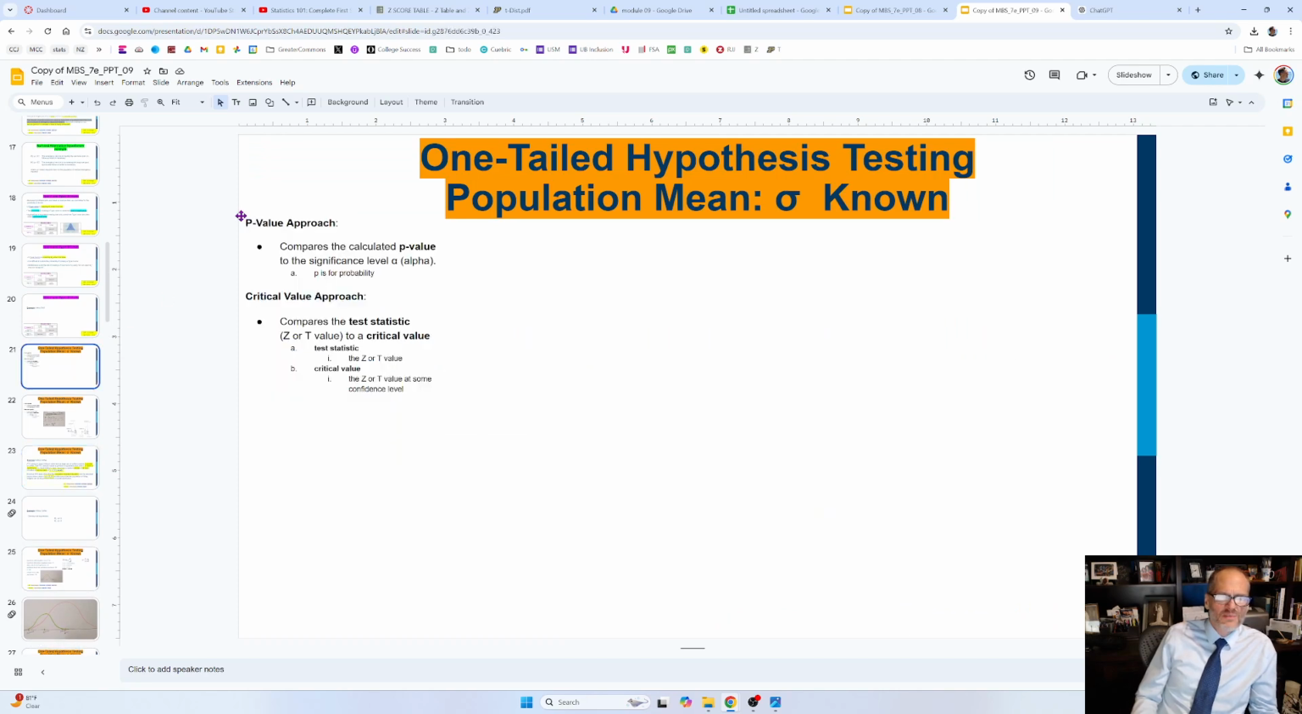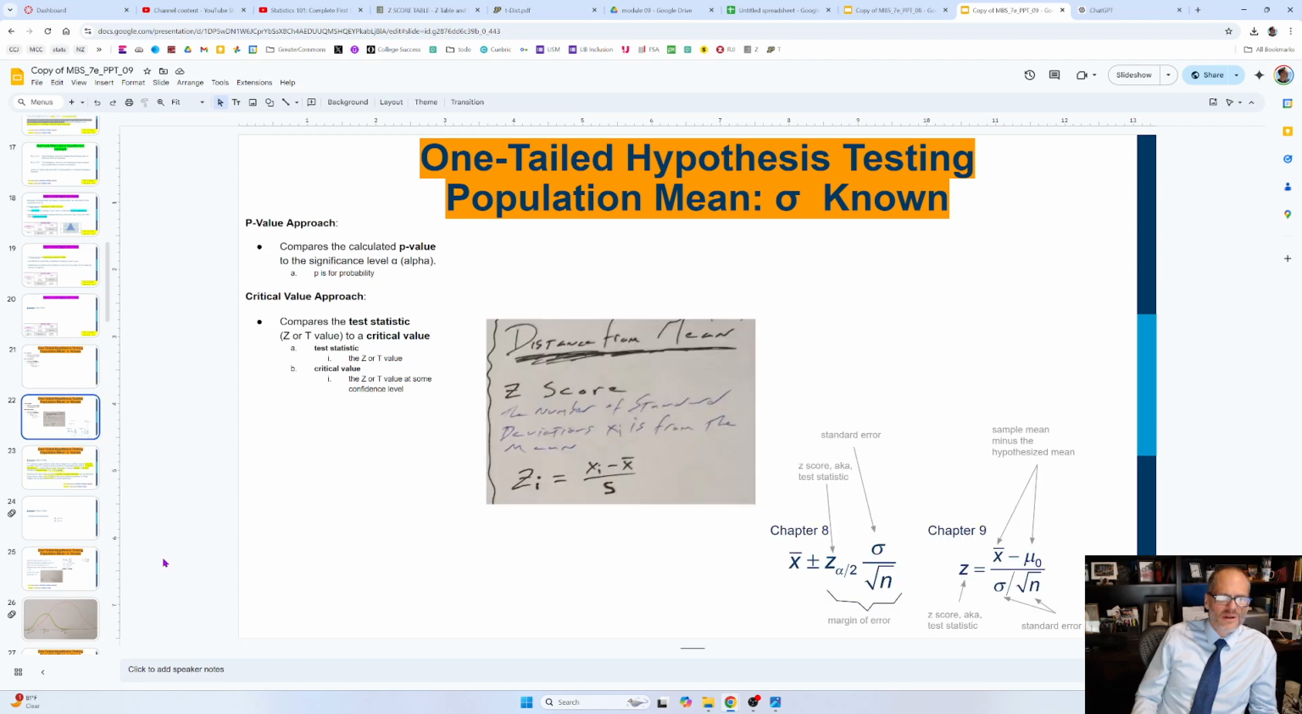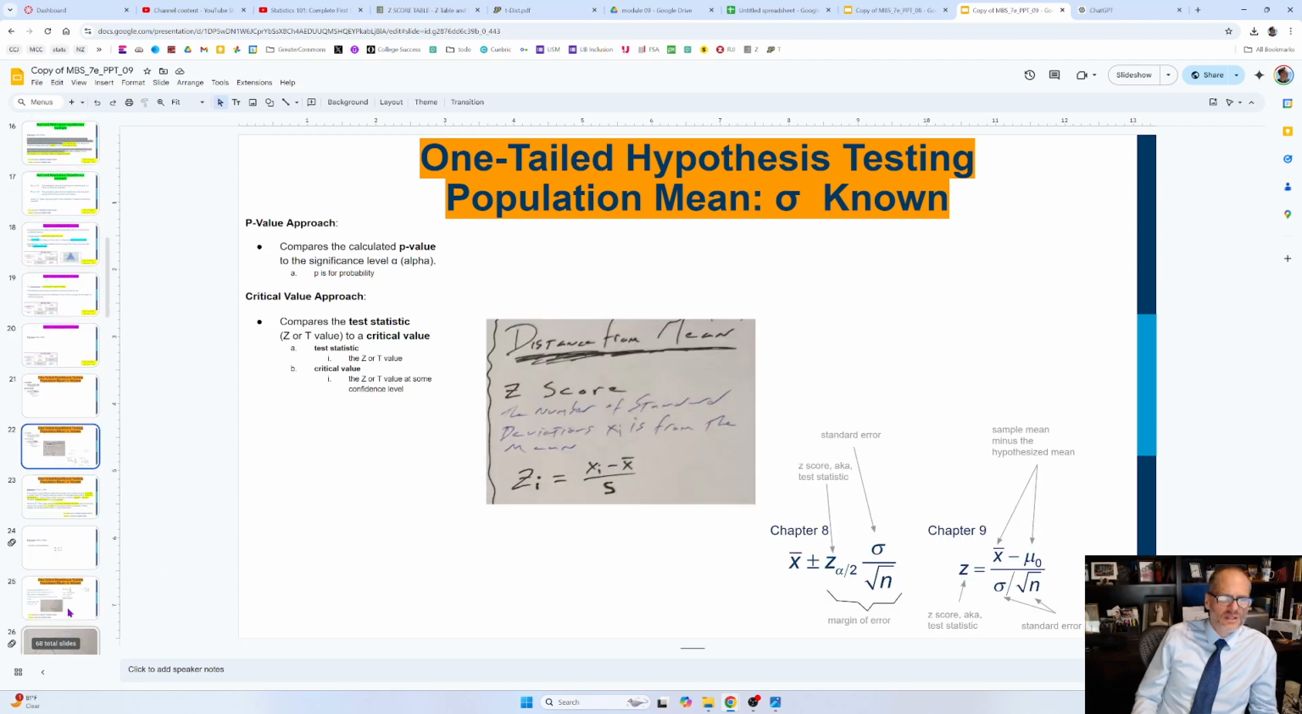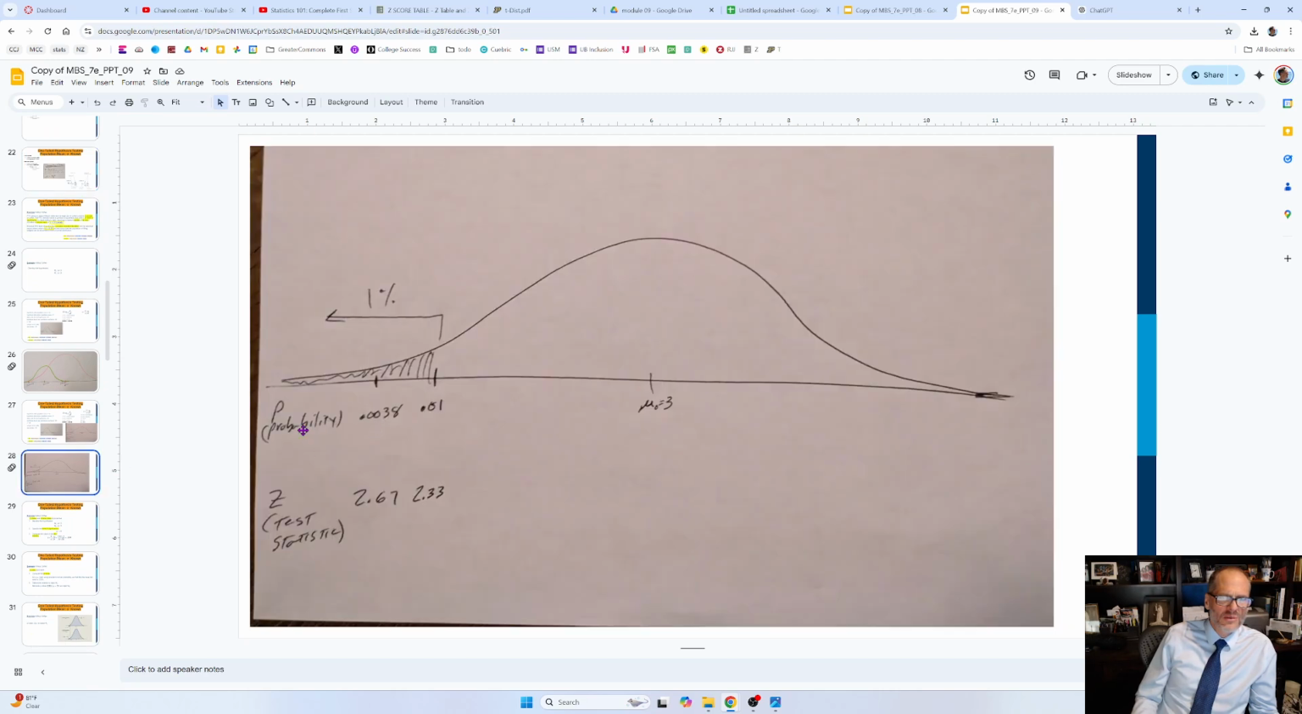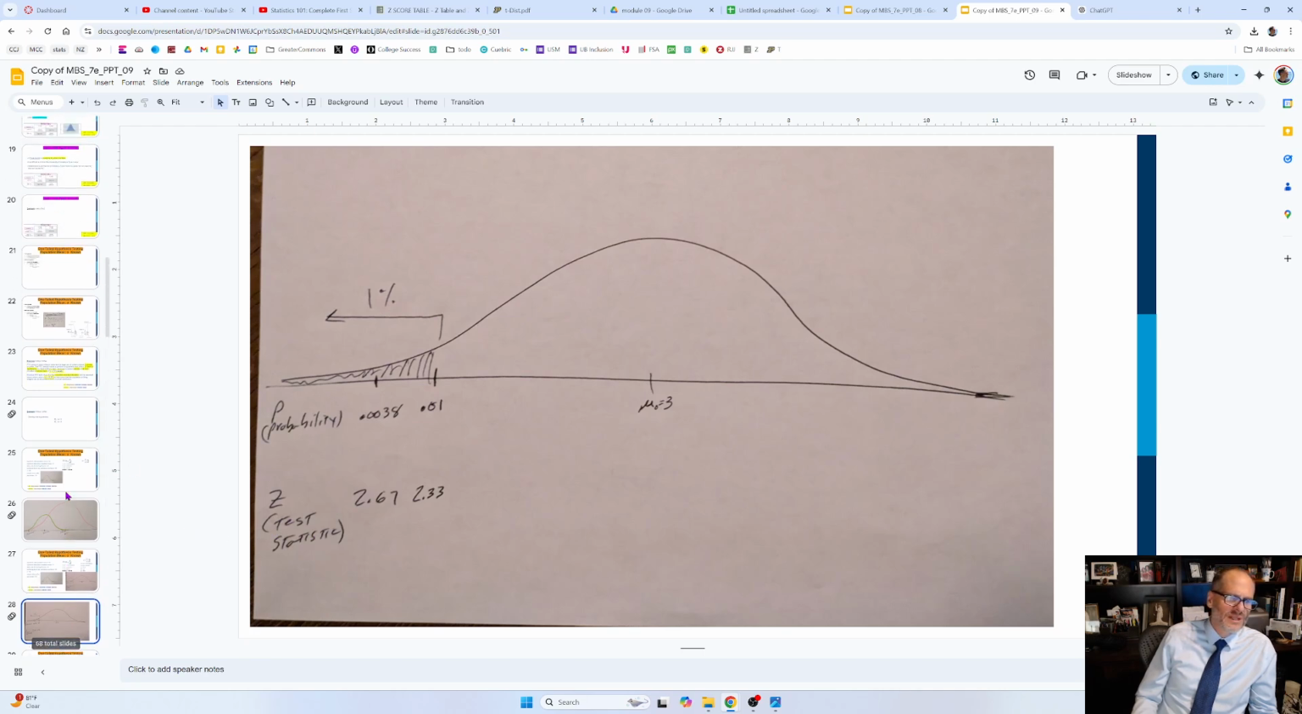So the book says there's a p-value approach and a critical value approach. And those two approaches, the p-value approach and the critical value approach, are what we did here. P-value approach, critical value approach. Oh, I should put critical value here, and critical value approach. So that's my mistake there, but that should have said critical value approach.